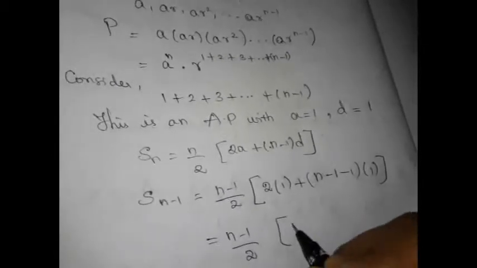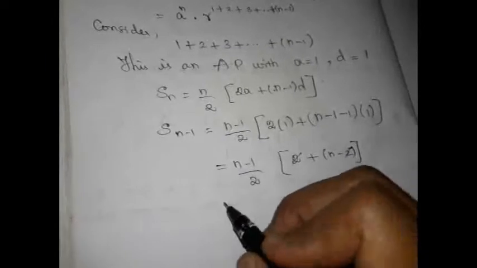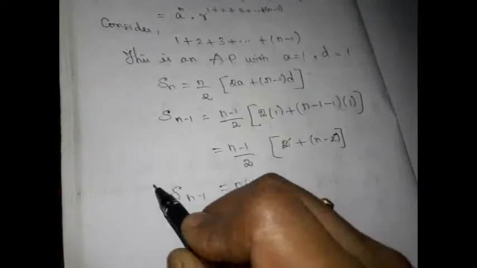So this is going to be (n minus 1) divided by 2 into (2 plus n minus 2). So the plus 2 and minus 2 will get cancelled. This is under addition only. So we will get n into (n minus 1) divided by 2, right? Therefore, we are going to substitute the sum of this series value here.